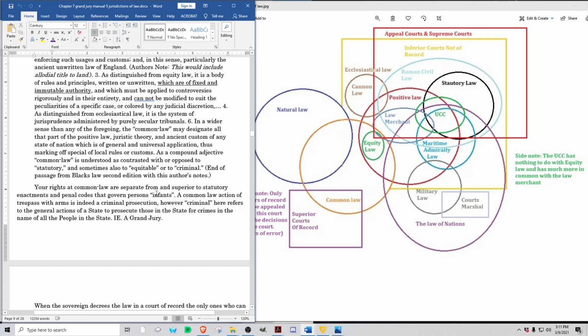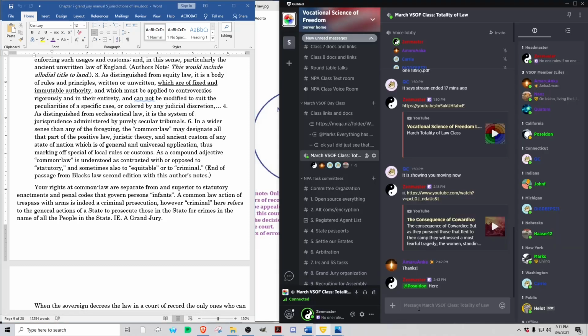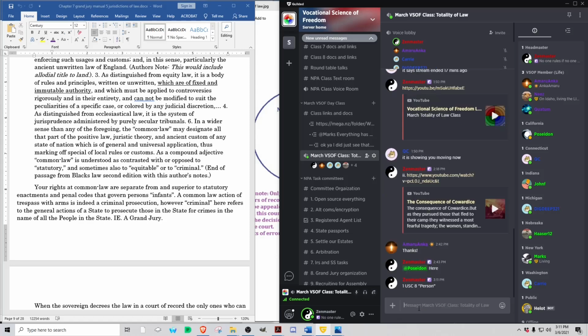And just make a little note here for anyone who might be listening who does not know this. If you look up under infants, if you look under 1 USC, subsection 8, under the definition of person, what you'll find is that a person is defined as an infant. So you can go look that up and see that that's exactly what's going on. So that's where they're governing infants, right?